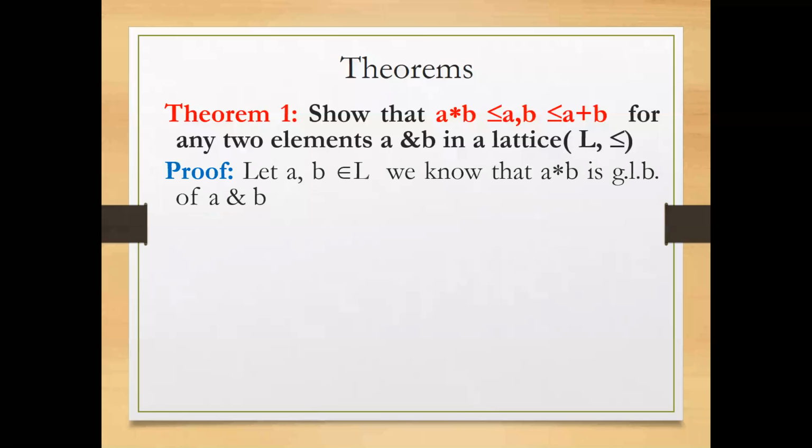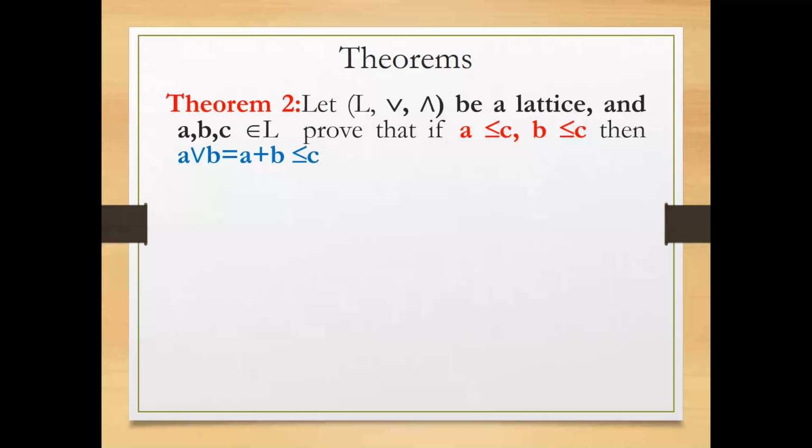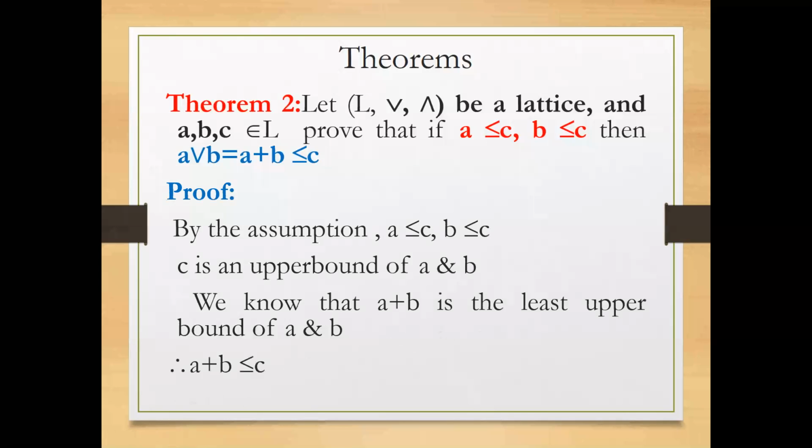So the proof of this theorem is complete. Next, in theorem number 2 we studied this: if we have two elements A and B which are less than or equal to C, A is related to C and B is related to C, then the join of A and B, A join B or A plus B, is also less than or equal to C. So this was theorem number 2.